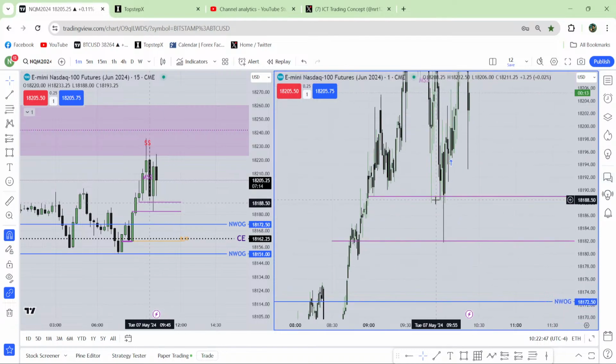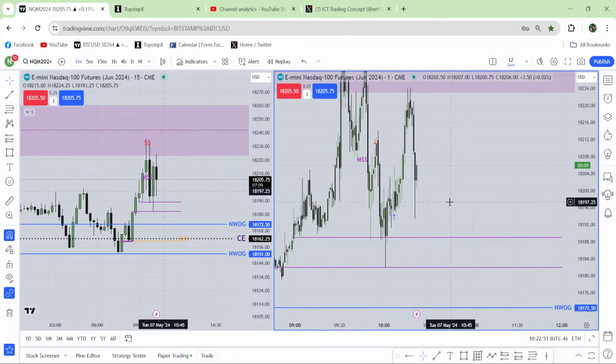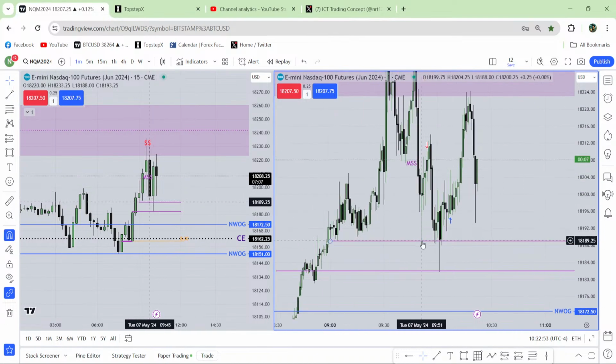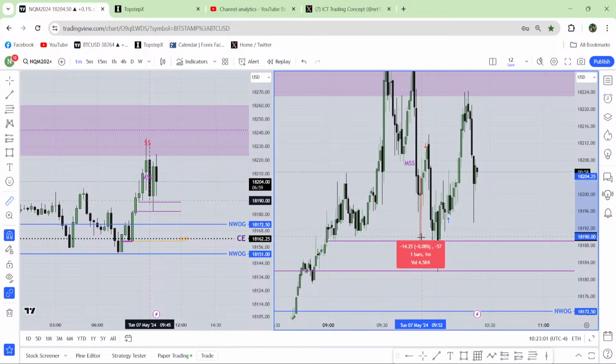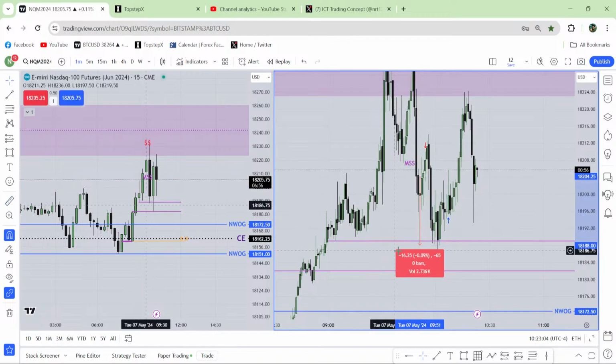See these relatively equal lows. This is a shallow run. Here, this is the shallow run, right? Take the entry over there, close your trade over there. How many handles is it going to be? Just for example, from here to here, 16 handles.